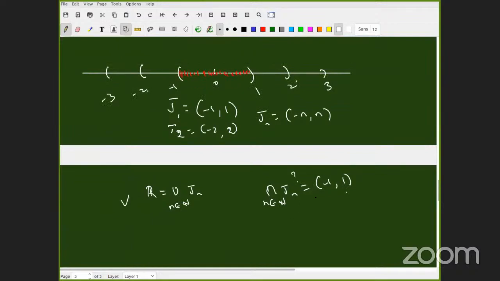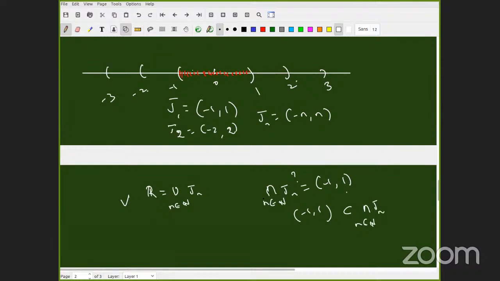This is easier, right? So how do I prove that? First, I have to say the intersection is contained in (-1, 1). So I pick x in the intersection of Jn, and I have to say it is in (-1, 1). And then I have to say this. This is clear, right? All of you know this. (-1, 1) is contained in the intersection. All right? This is from the picture.